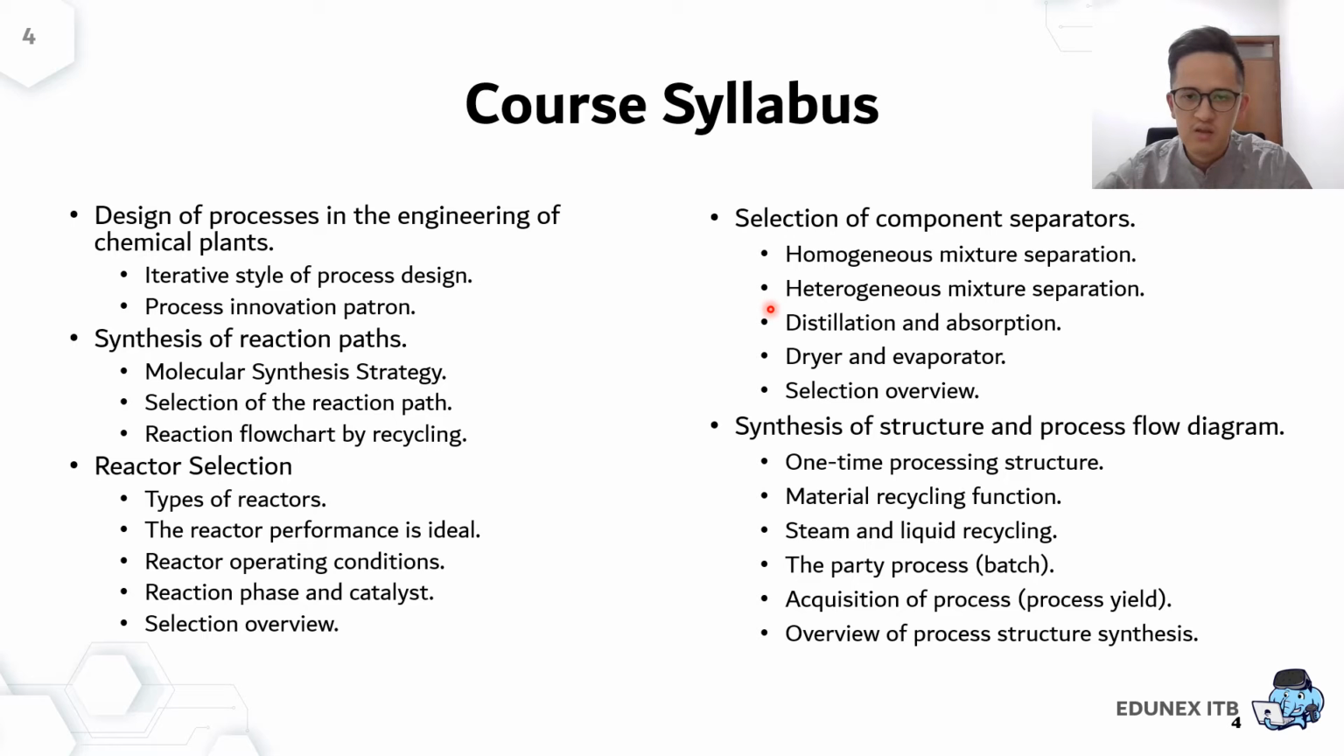The fourth topic will be about the selection of the component separator. If it's a homogeneous mixture separation, maybe we will talk about some distillation, for example, but if it's a heterogeneous mixture separation, maybe we will have to include some kind of filtration and etc. And then we will talk about some tools and then some hierarchy and rules of thumb and heuristics for distillation and absorption, dryer and evaporator, and then the selection overview for a separator.